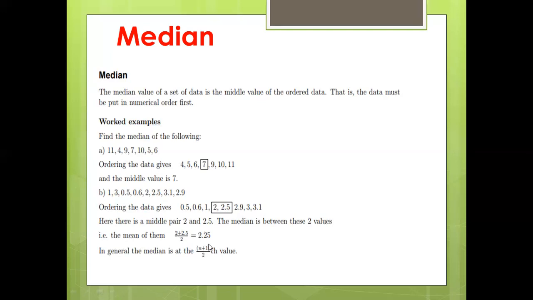Okay, so first look here. Here the middle pair is 2 and 2.5. First arrange this data in ascending order. Then the two middle values, which are, 1, 2, 3, 4, 5, the fourth one and the fifth one, that is 2 and 2.5. The median is between these two values. Okay, then the mean of them is 2 plus 2.5 divided by 2, which is equal to 2.25. Okay, so this is the median of this data.